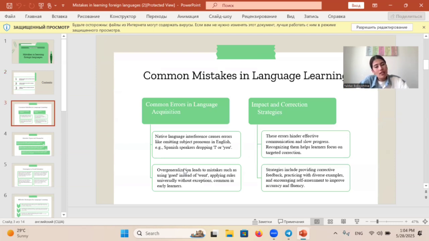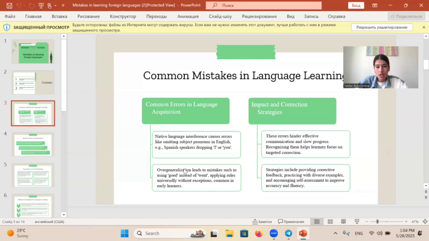Native language interference causes errors like omitting subject pronouns in English, Spanish speakers dropping I or you, and overgeneralization leads to mistakes such as using gold instead of went. So we should say went, not gold. Applying rules universally without exceptions is common in early learners, and impacts correction strategies.